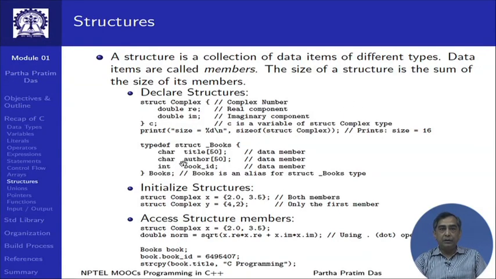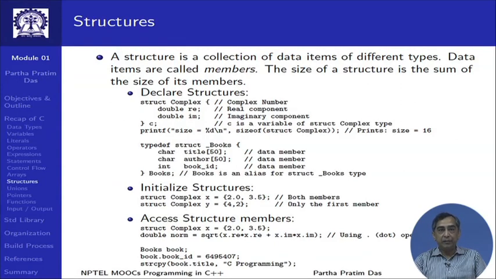In the next one, we show that you can truly have a structure where components are of different types. The first 2 components in the book's structure are title and author. They themselves are arrays of characters, which basically means they will become C strings for the title name and the author name, and the third component is actually an integer, which is keeping the book ID.